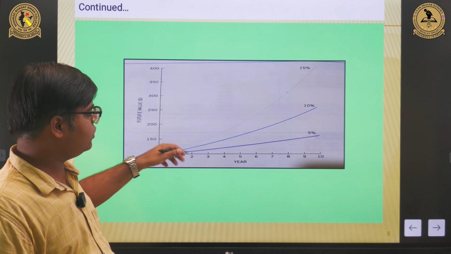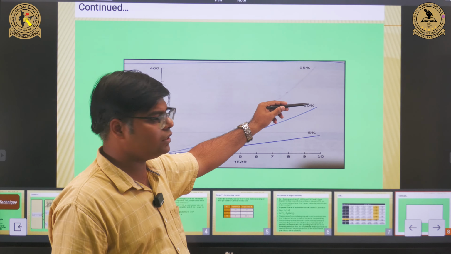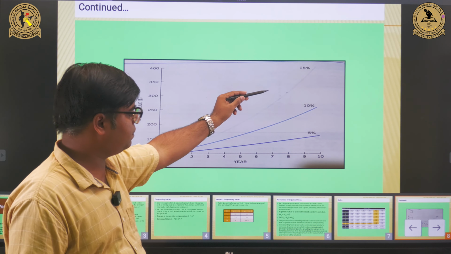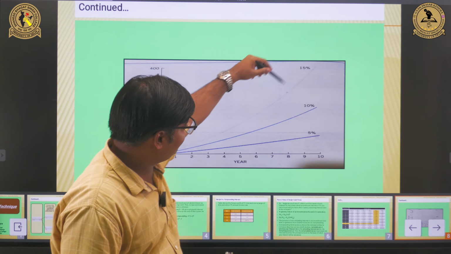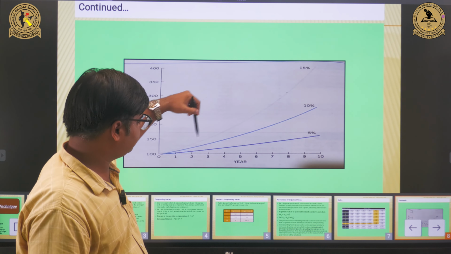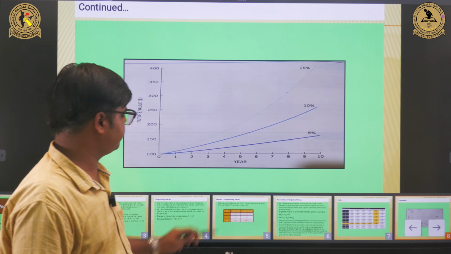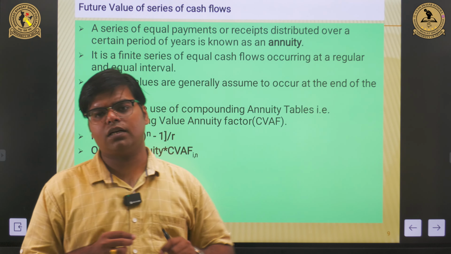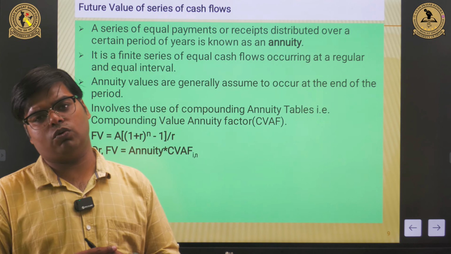This is again a graph which shows that with the increase in the interest rate from 5% to 10% to 15%, the future value increases. Also at a given interest rate, say 15%, with the increase in the time period, your value increases. Now the next component under compounding technique is the future value of series of cash flow.